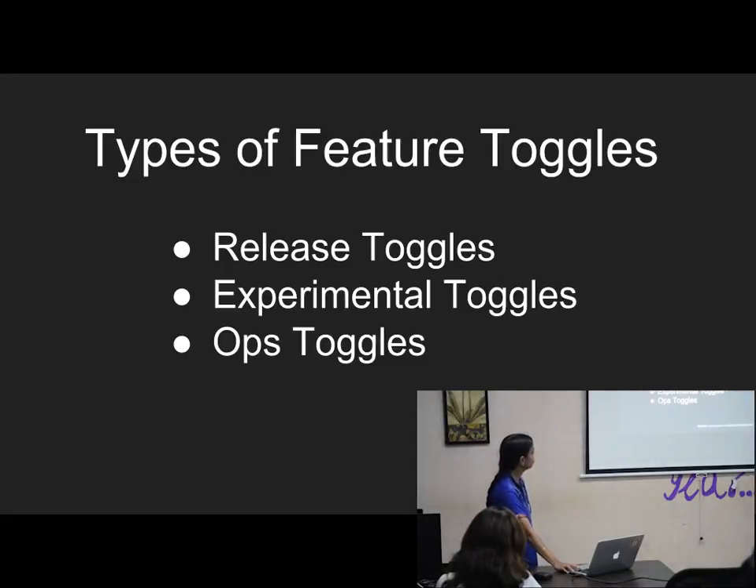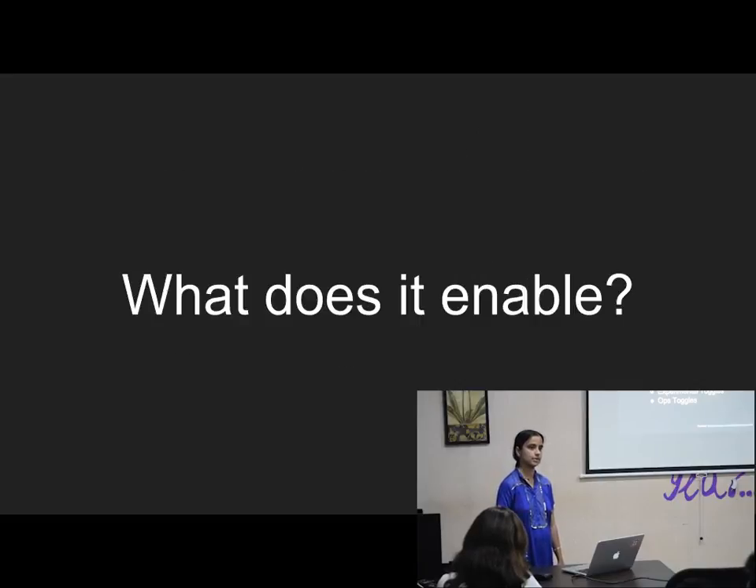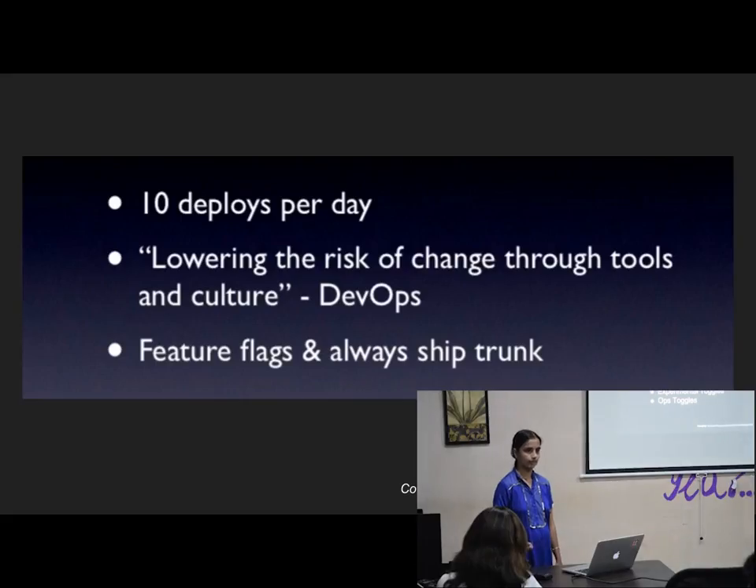So before we move forward, any questions anyone has? What is ops toggles? Ops toggles are usually for enabling certain features at certain times. Like the example I gave was when you have a lot of load, say you got an unexpected load, and then you wanted to turn off certain features which are very resource intensive.